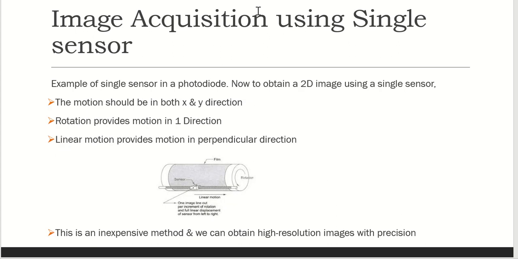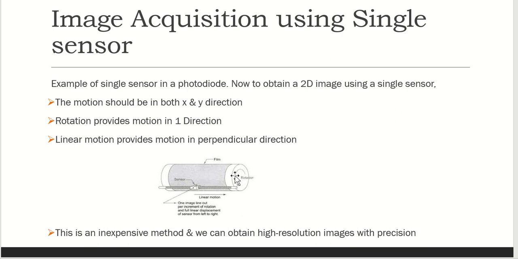Next is image acquisition using a single sensor. An example of a single sensor is a photodiode. Now, to obtain a 2D image using a single sensor, the motion should be in both x and y directions. Rotation provides motion in one direction. Linear motion provides motion in the perpendicular direction.